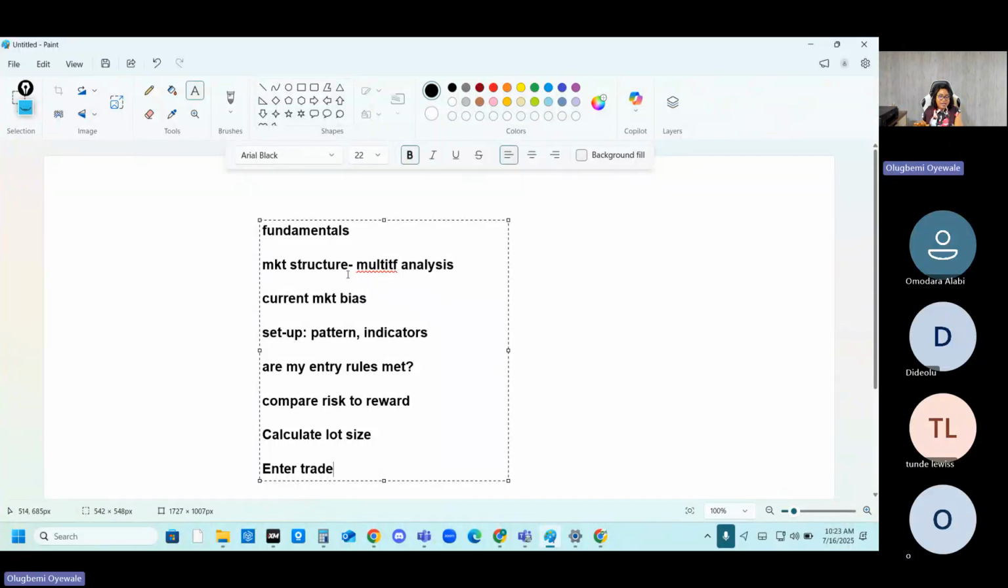And when I analyze that, I'm going to use multi-time frame analysis. What is multi-time frame analysis? I look at weekly, I look at daily, I look at maybe the 4 hour time frame. That's for me as a swing trader. If you're a day trader, you can look at 4 hour, 1 hour, and then you look at 15 minutes, and then you make your decision from the 15-minute time frame.